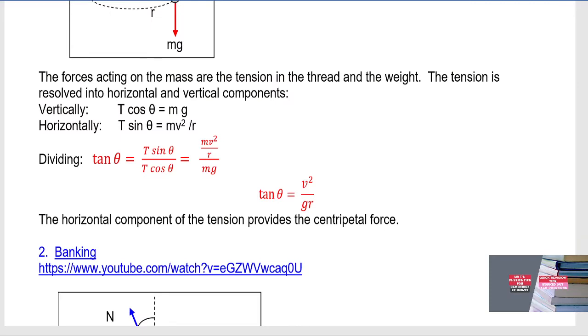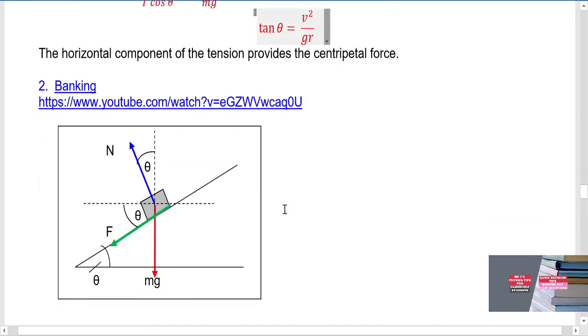So in banking, now we're looking at cars that are going in a circle or that are taking a bend or a curve. Now, to reduce the dependence on friction, the road surface is lifted up by an angle theta.